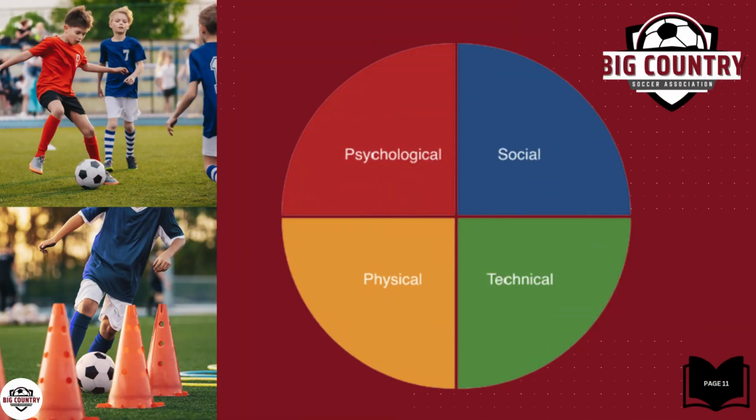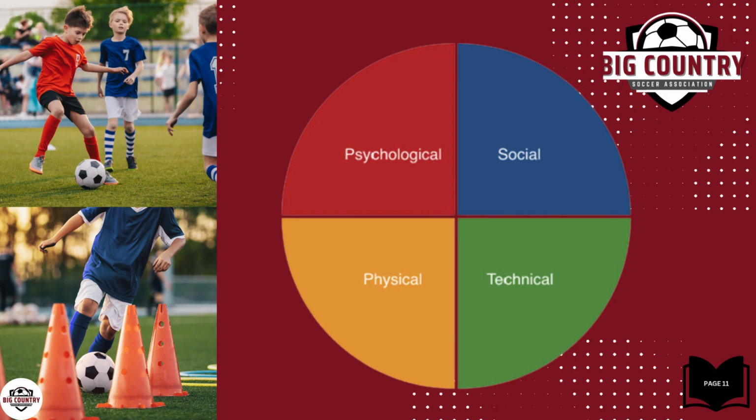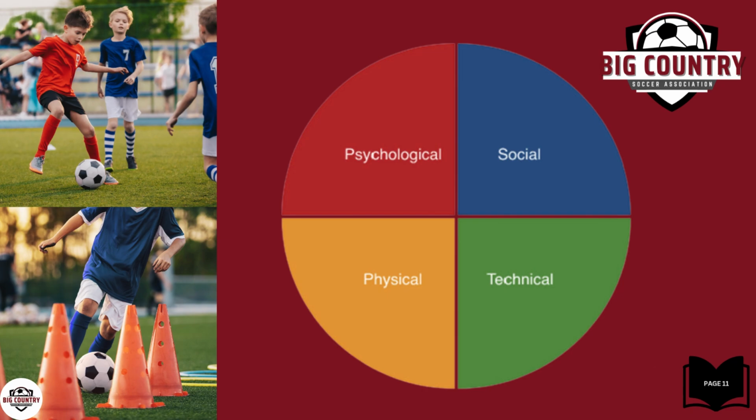In the coaching guidelines document on page 11, this graph is available to help you understand that as a coach, your role is to help ensure that you are developing all four corners for youth player development. Imagine that the player is at the center of this graph.